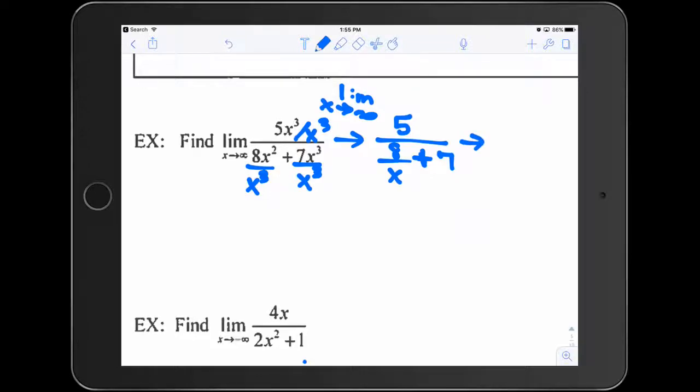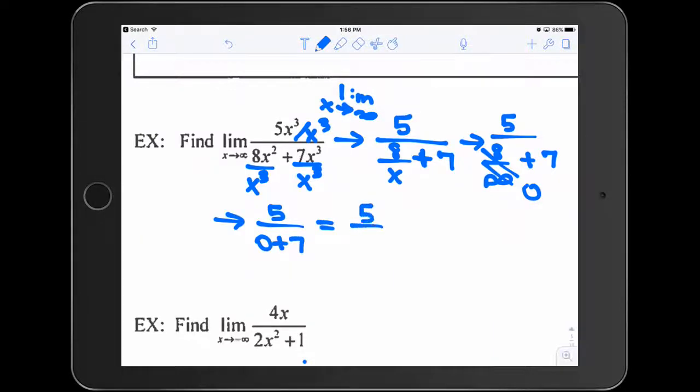And so I have 5 in the numerator, and in the denominator I have 8 over infinity plus 7. And we know 8 over infinity, anytime you divide a number by a bigger and bigger number, it approaches 0. So 8 divided by infinity is 0. So what we have here is 5 over 0 plus 7, which is just a limit of 5/7.